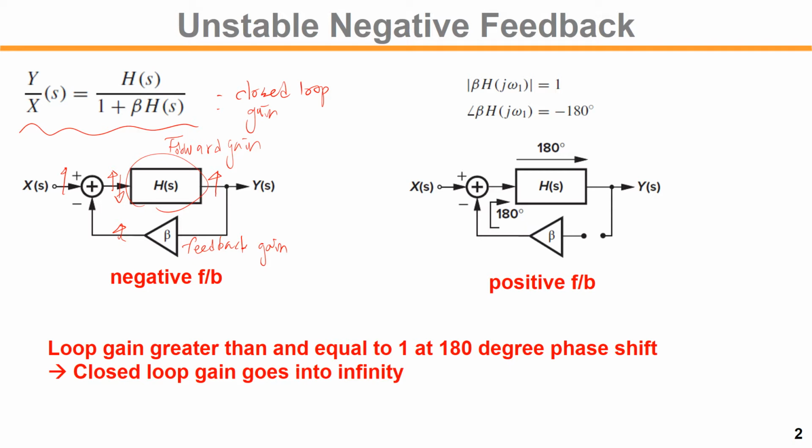And then what happens, according to this equation here, if the beta H, the loop gain, becomes -1, then what would happen? For that case, we can see that the magnitude is equal to 1, and the angle of the phase response of the loop gain is -180 degrees, which means the thing is -1. Then according to the equation, it goes to infinity, right? The output response will be infinity.